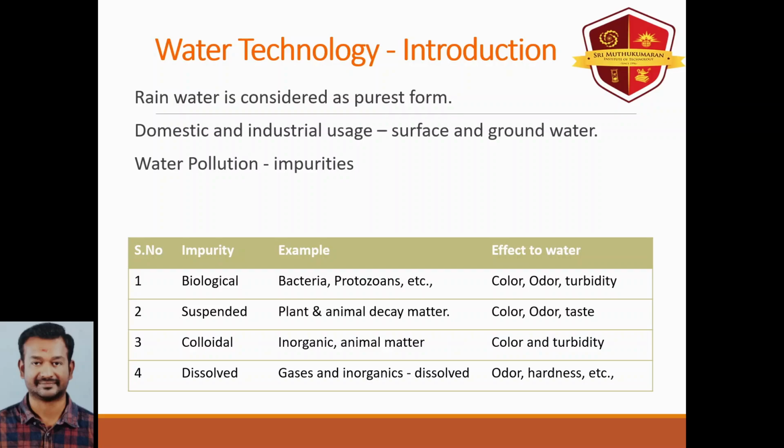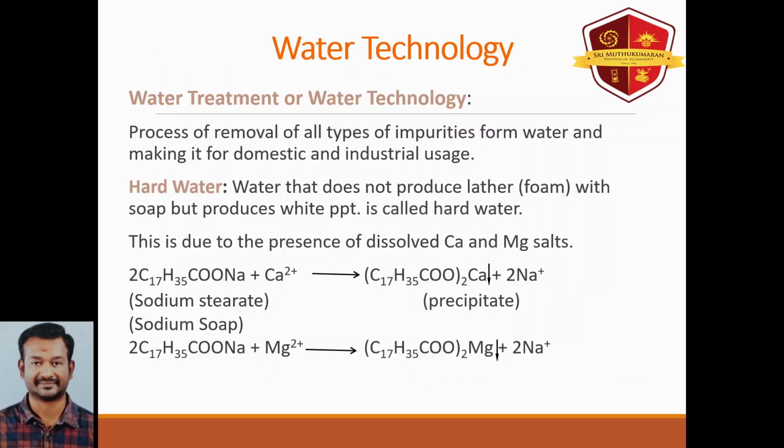Generally, biological water pollution like bacteria, protozoa, etc. affects the color, odor and turbidity of the purest form of water. Suspended impurities like plant and animal decay matter affect color, odor and taste. Colloidal substances like inorganic materials and animal matter affect color and turbidity. Dissolved gases and dissolved inorganics affect odor and hardness of the purest water.